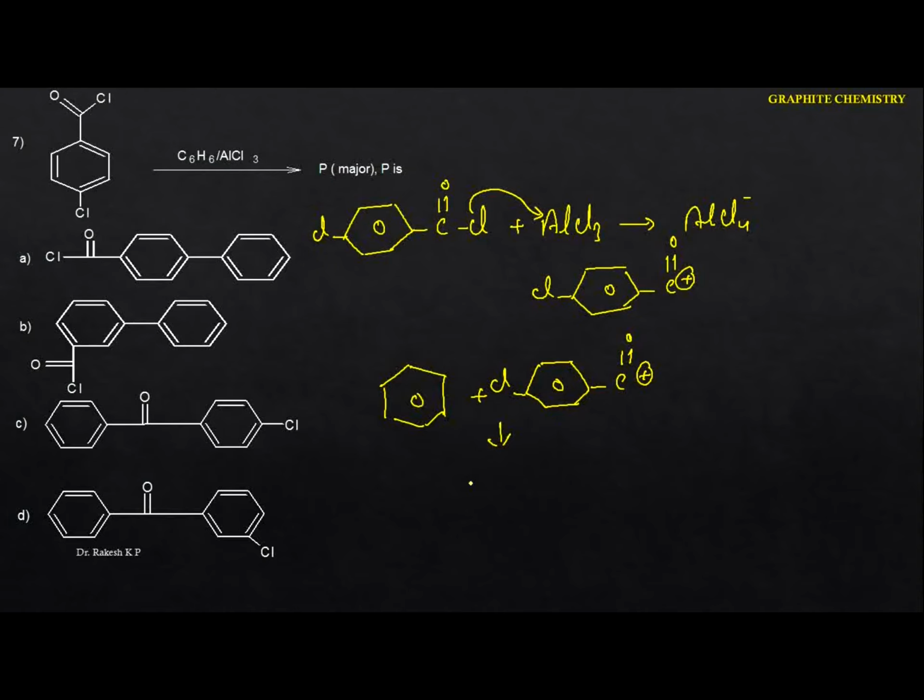See the product you are going to get here. So we got this electrophile, and this carbonyl carbon is attached to the benzene. So this is the product we are going to get. Hence in this case the option is C. This is nothing but an electrophilic substitution reaction, the Friedel-Crafts acylation. For acylation we have to take the acid chloride, so here we took the parachloro benzoyl chloride.